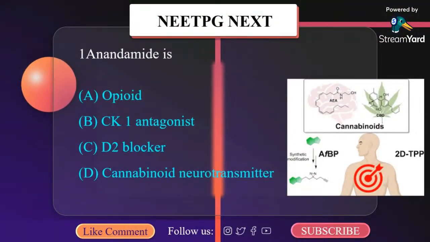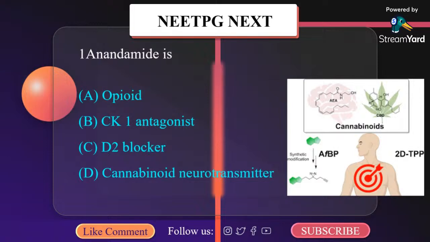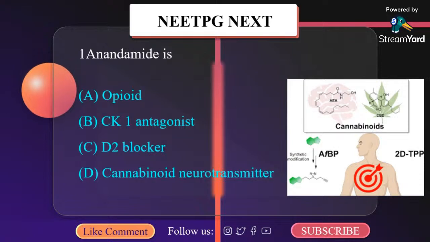Anandamide is: A. Opioid, B. CB1 antagonist, C. D2 blocker, D. Cannabinoid neurotransmitter. Now, what is anandamide? Anandamide is also known as arachidonoylethanolamide or AEA. It is an endogenous cannabinoid neurotransmitter.